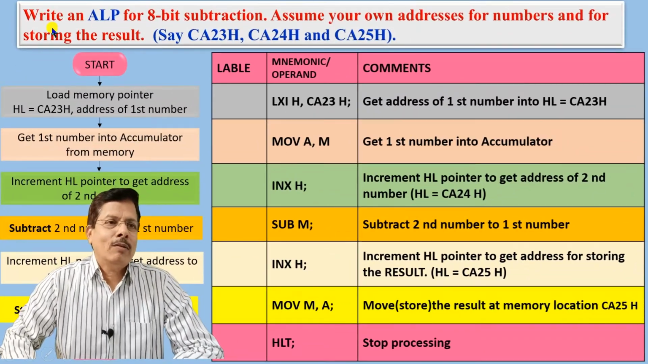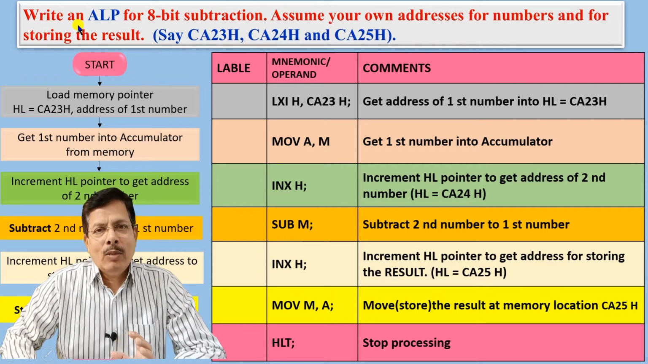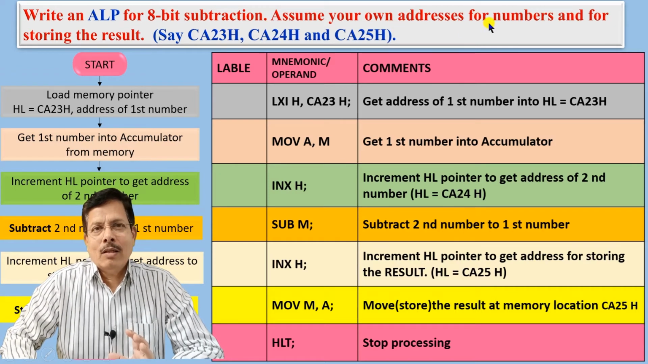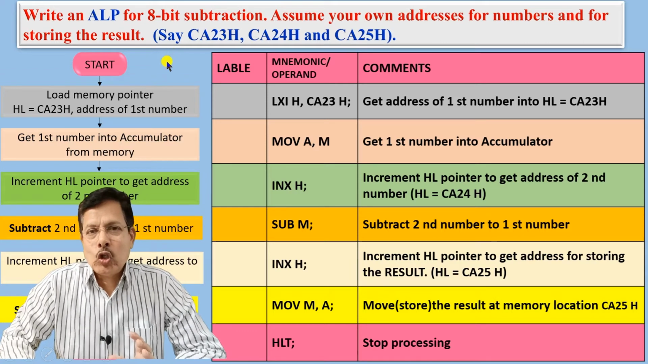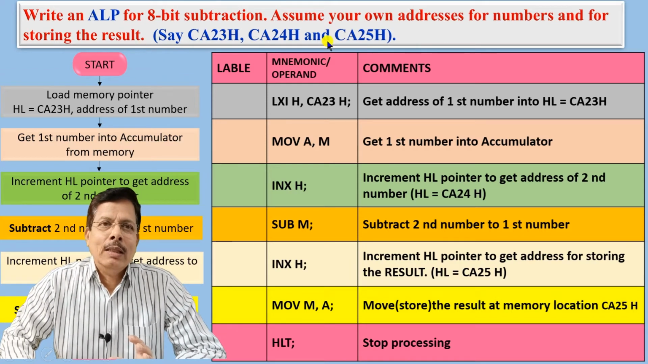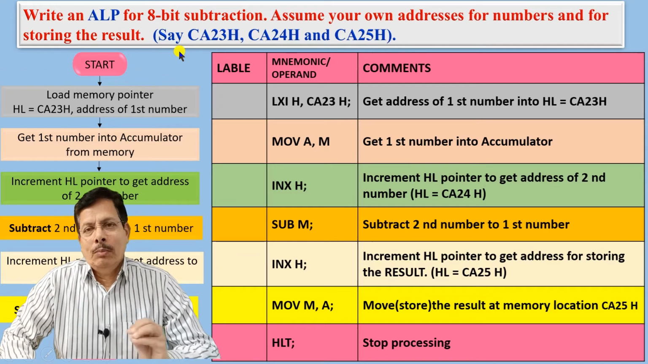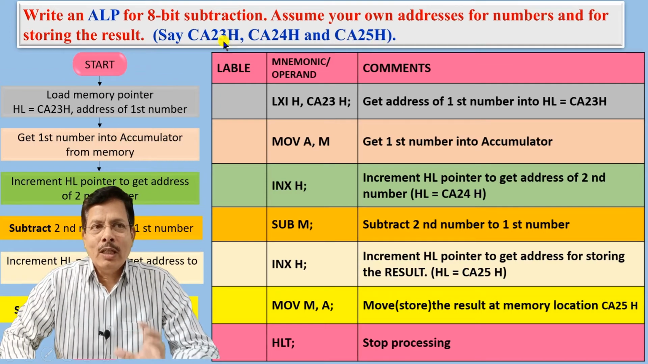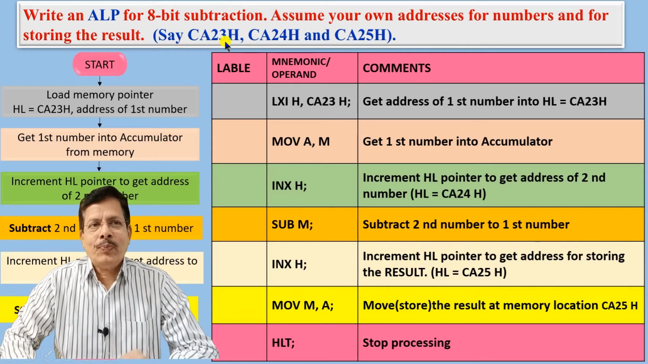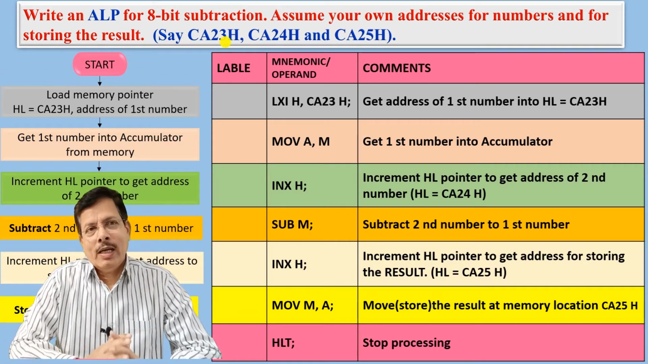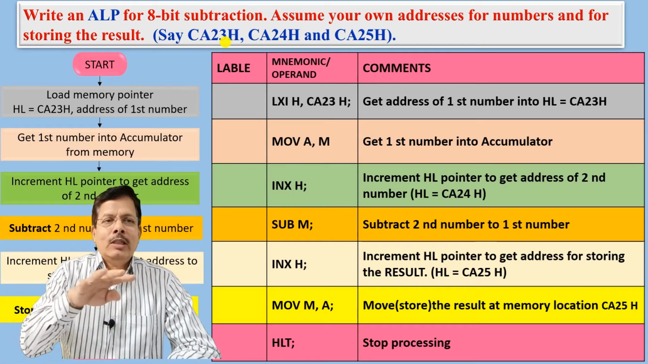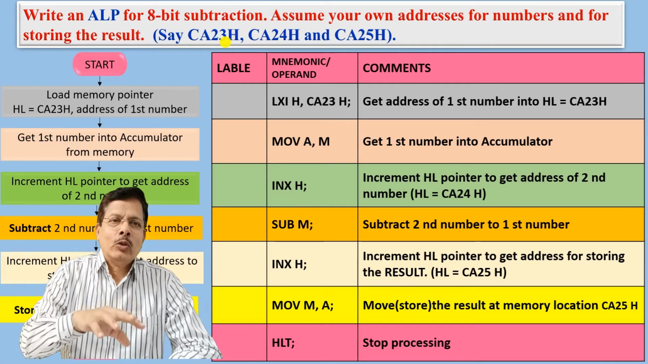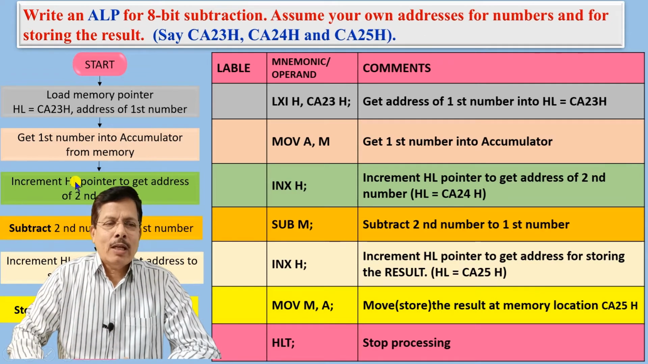Here is the statement of the program: write an assembly language program for 8-bit subtraction. Assume your own addresses for the numbers and for storing the result. Here we are assuming 3 memory locations, say CA23H, CA24H and CA25H. These 3 locations are assumed for storing the data and the result, and the flow chart is as we have seen.